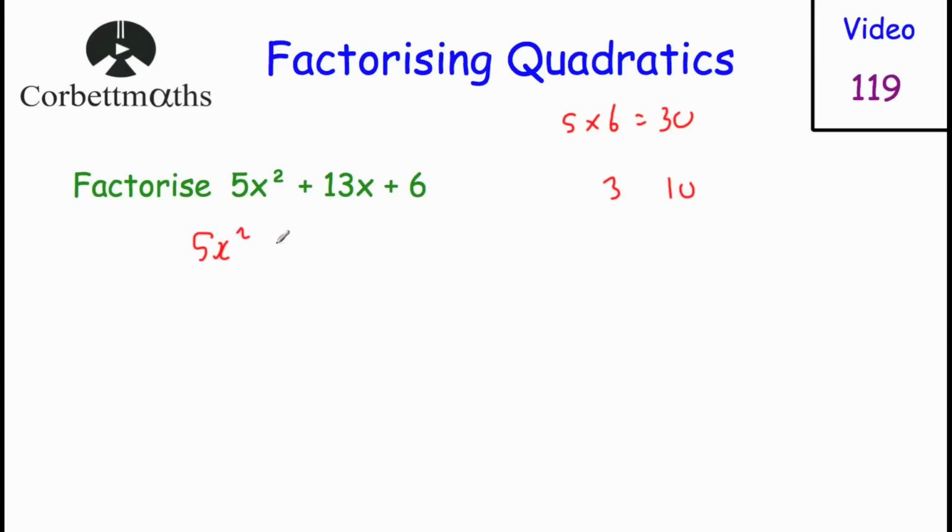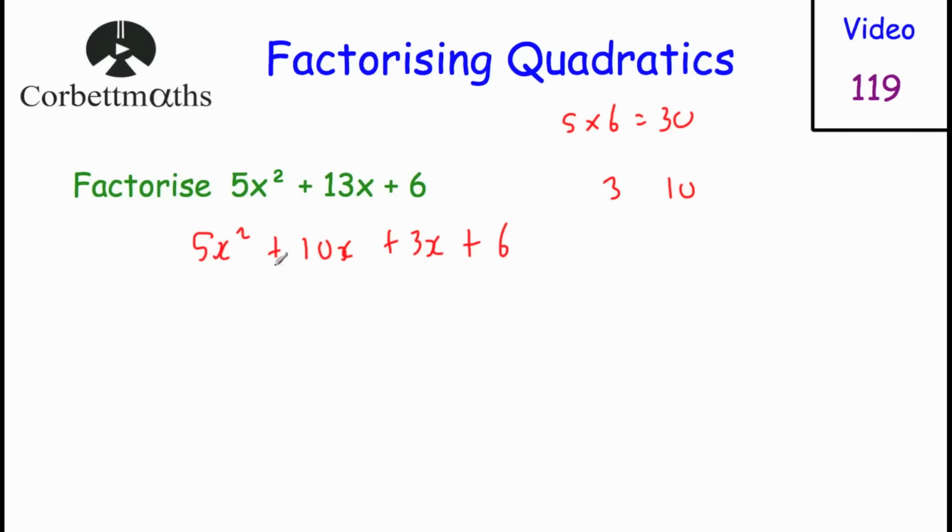Now we could write plus 10x plus 3x, or we could write plus 3x and plus 10x, and it doesn't actually matter which way around you do that, and I'll show you that in a minute. So let's do plus 10x and then plus 3x, and then we've still got our plus 6 on the end. So we've split this middle term up into a 10x and a 3x. So what we're now going to do is factorise the first two terms of this expression, and factorise the second two terms of this expression.